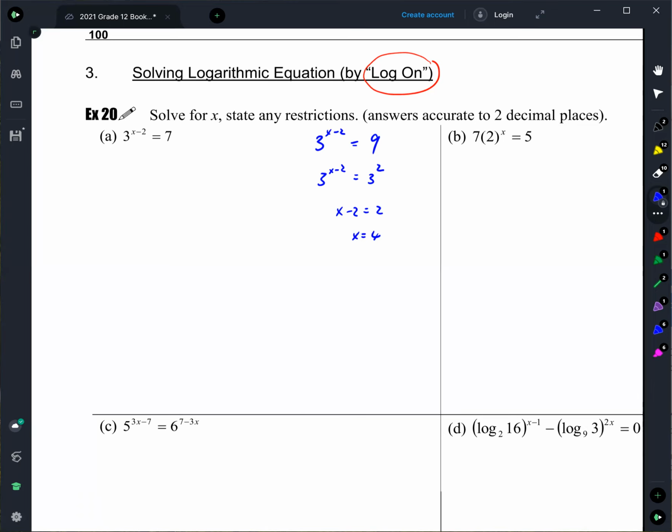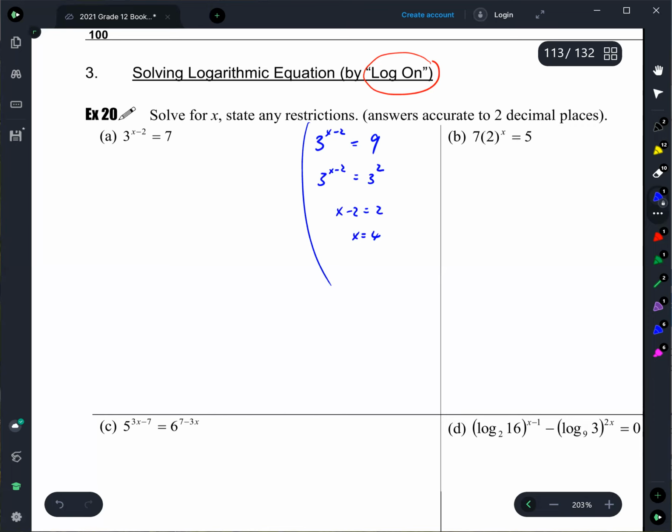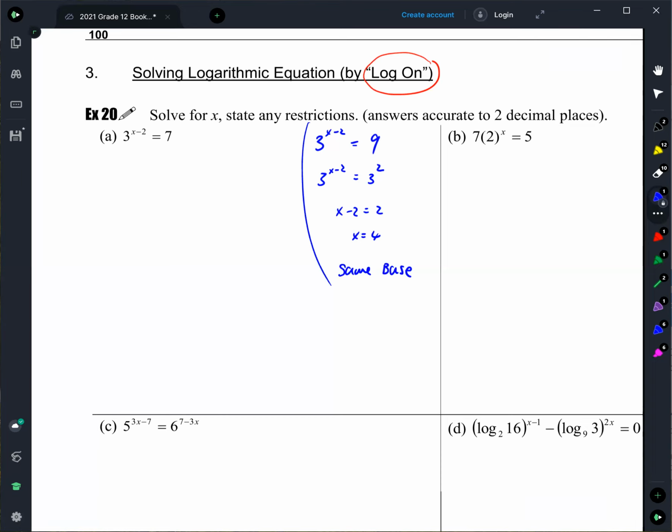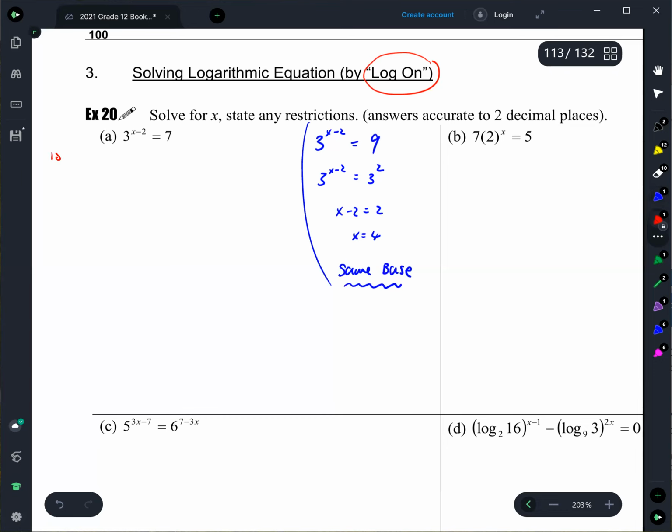But this time, instead of 9, we have a 7. So that's why you cannot make it same base anymore. And that's where the log comes in, okay? So this one is using same base. Okay, using same base to solve. But this one, you cannot use same base. So we are going to log on, okay? Log on. So we put log on both sides.